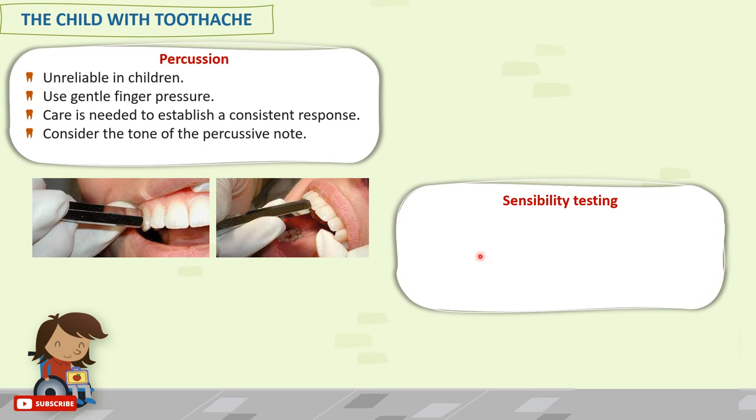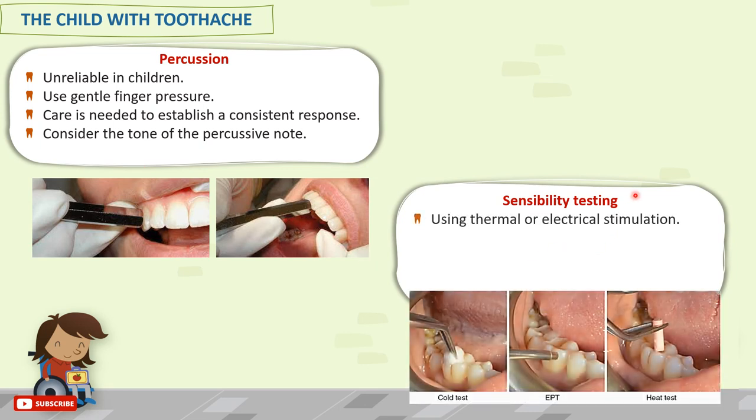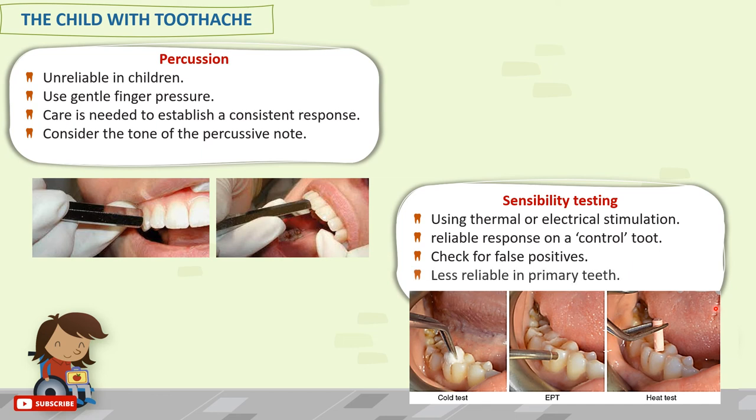Sensibility testing. Using thermal, like ethyl chloride or cotton wool, or electrical stimulation. Get reliable responses on a control tooth before testing the tooth or teeth in question. Check for false positive by alternating the intensity of stimulus. Use a cotton pellet with ethyl chloride followed by a dry cotton pellet. Less reliable in primary teeth due to root resorption.